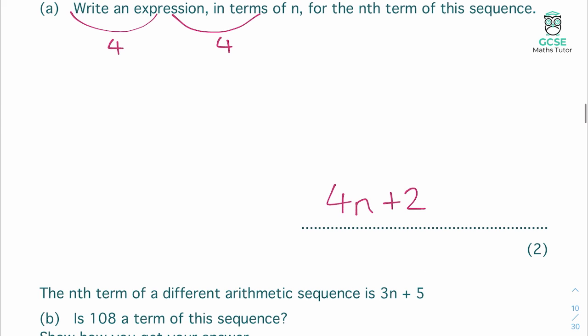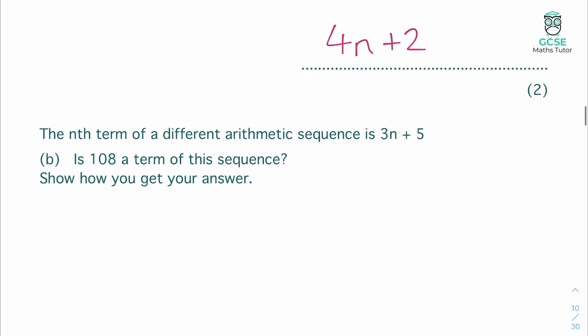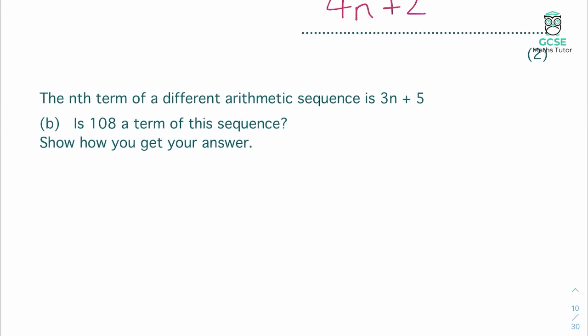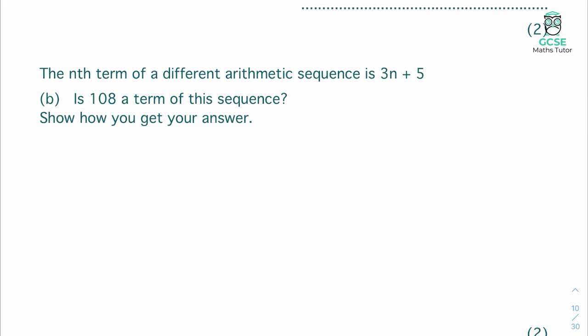That's 4n plus 2. Right, so it says the nth term of a different sequence is 3n plus 5. Is 108 in the sequence? Show how you get your answer. So what we could do is substitute numbers in place of n.